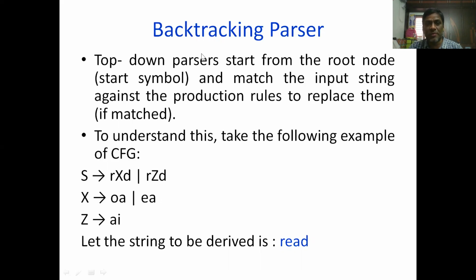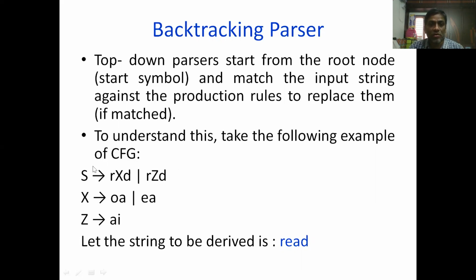So to understand this backtracking parser, let us take an example first. I am considering a grammar here. S implies RXD or RZD. X implies OA or EA. Z implies AI. All the small letters are treated as terminals, and all the capital letters are treated as variables. This part you already know.